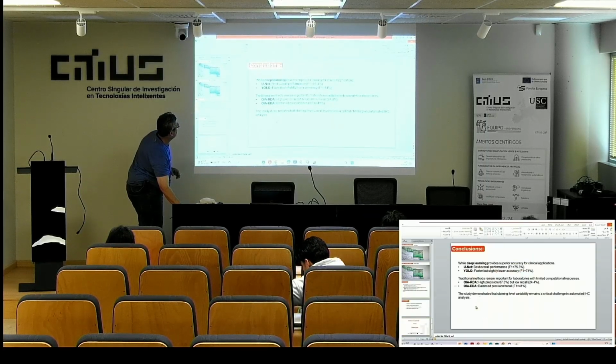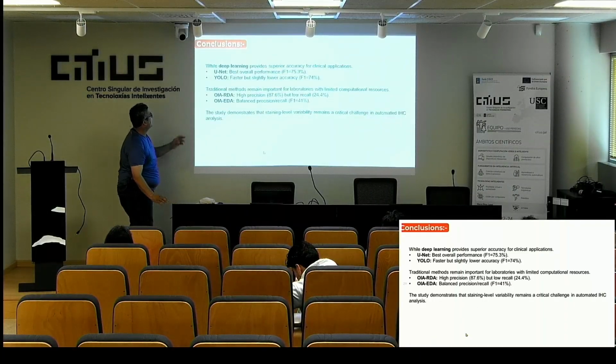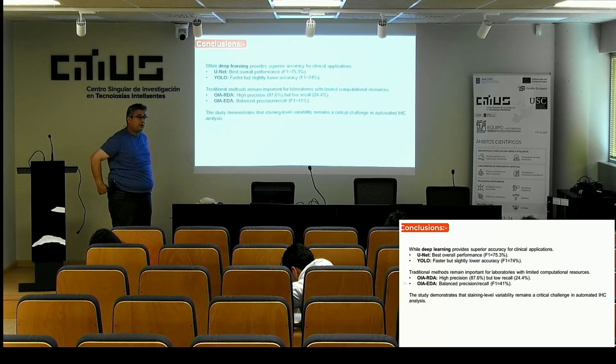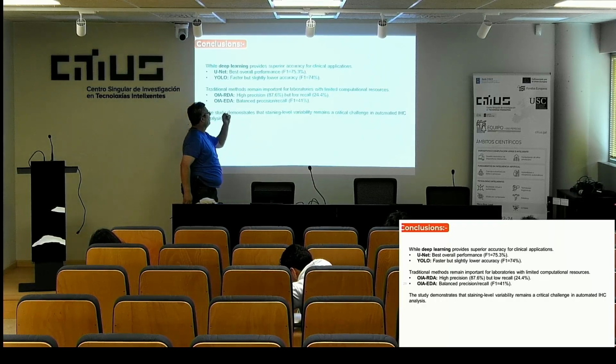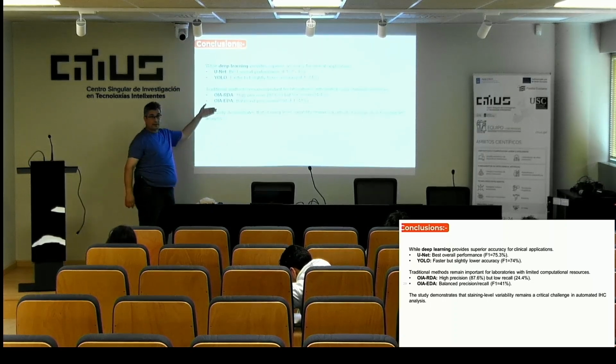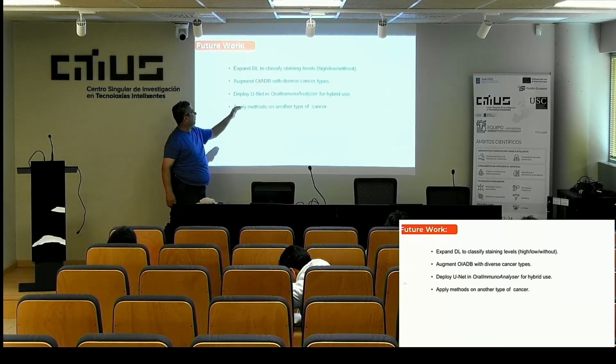We see U-Net has the best overall performance with an F score of 75.3, and YOLO is faster but with slightly lower accuracy.